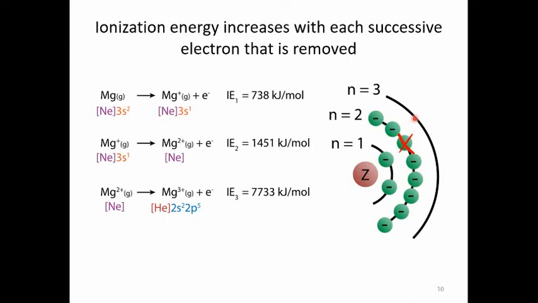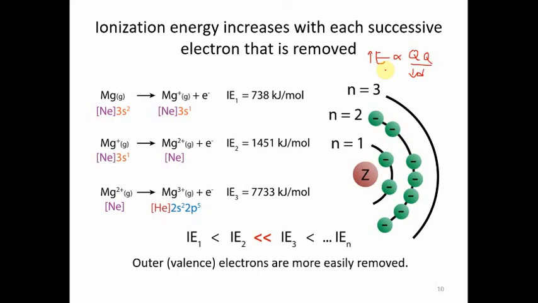And as we've seen in Coulomb's law, where energy is proportional to the product of the charges over the distance, because now the distance is smaller, there is a greater magnitude of energy or greater attraction between the nucleus and those electrons. And that makes them that much harder to pull off. Therefore, the outer or the valence electrons are always more easily removed than the inner electrons.